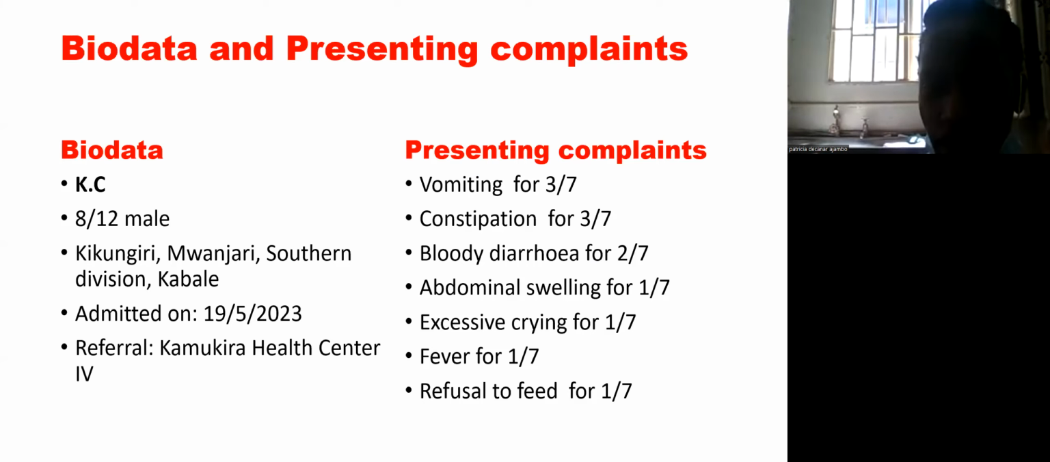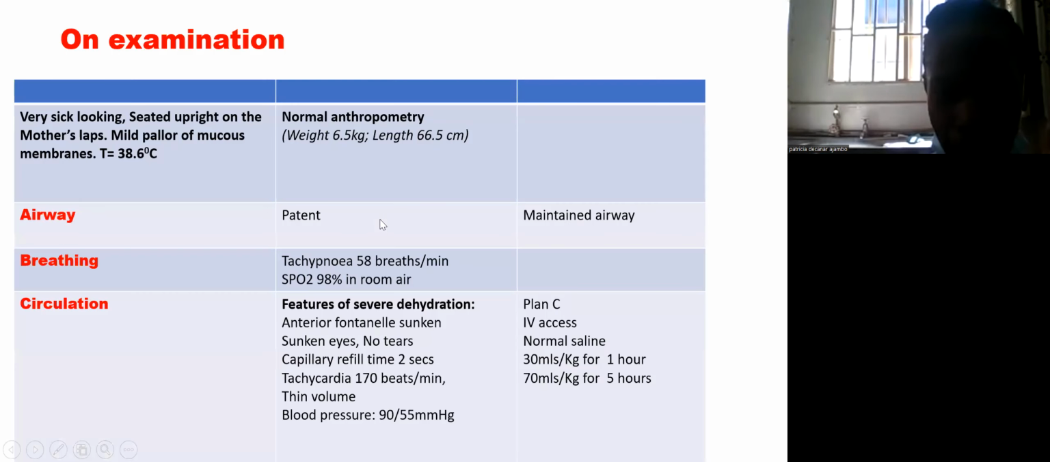He came in with a history of vomiting and constipation for 3 days, bloody diarrhea and abdominal swelling for 2 days, and excessive crying, fever, and refusal to feed for 1 day. On examination, the child was very sick looking, lethargic, stayed on the mother's lap, had mild conjunctival and palmar pallor, also had severe colicky pain, was febrile with a temperature of 38.6 degrees Celsius, and had normal anthropometric measurements. The airway was patent with tachypnea of 38 breaths per minute and oxygen saturation of 98% in room air, and the rest of the chest examination was normal.